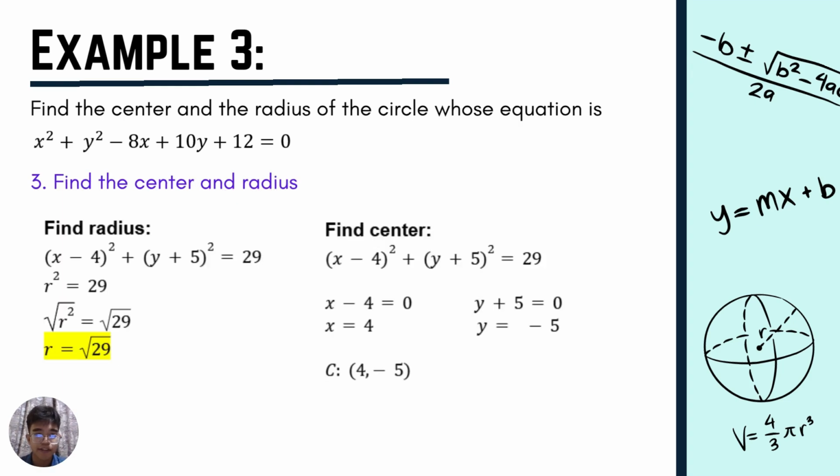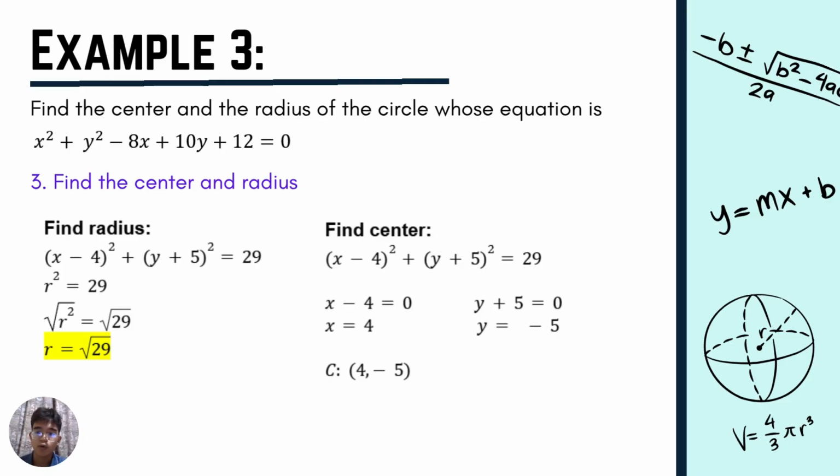Now we'll find the center and the radius. We will first find the radius. We have (x minus 4) squared plus (y plus 5) squared is equal to 29. So r squared is equal to 29, and we take the square root of both sides. The square root of r squared is r, and the square root of 29 is square root of 29. So the radius is square root of 29. Now we'll find our center. (x minus 4) squared plus (y plus 5) squared is equal to 29.